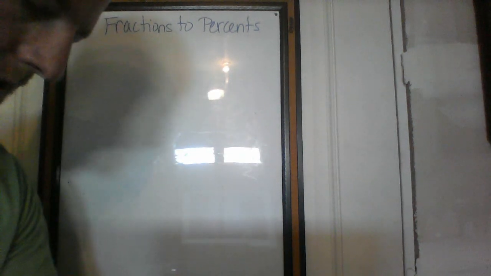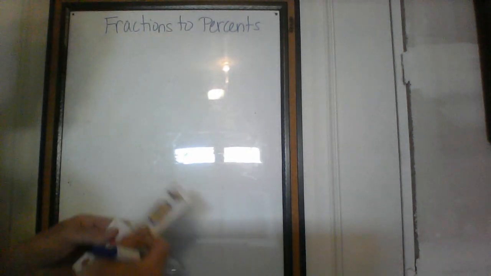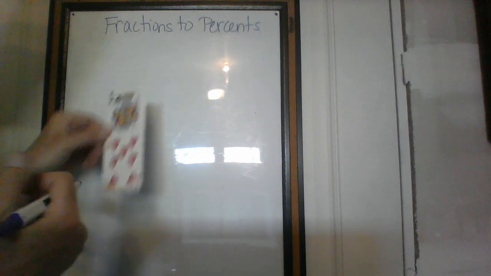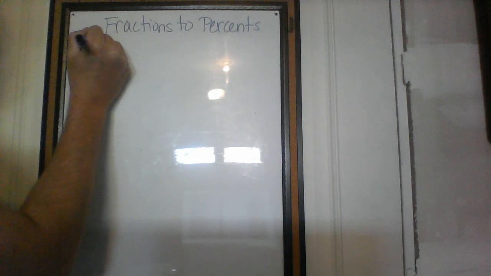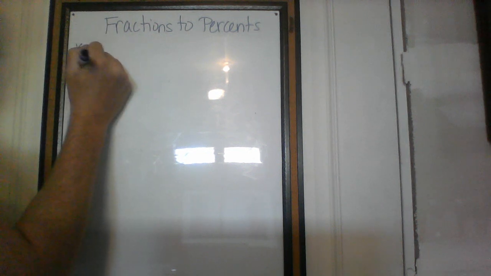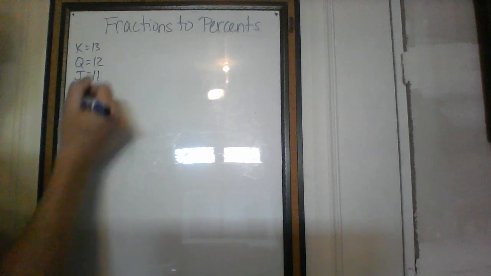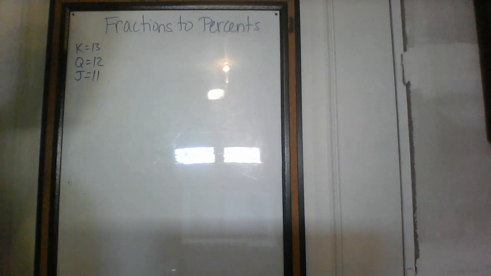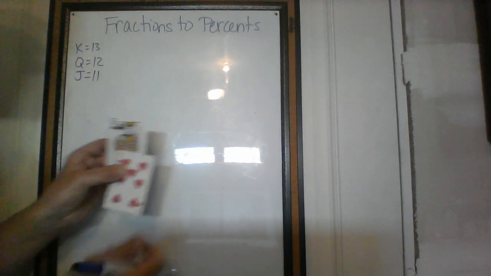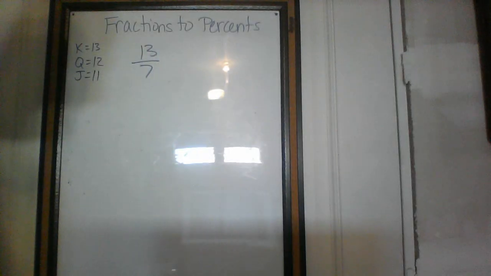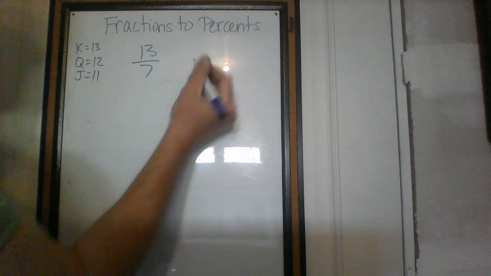Okay, next one. Oh, what do we get here? Ooh, we got a nice fancy one here. We got a king and a 7. So one of the things you have to do, king equals 13, queen equals 12, and a jack equals 11. If you get an ace, ace is 1. But we had a king and a 7, so we have 13 over 7. Set up our division problem.